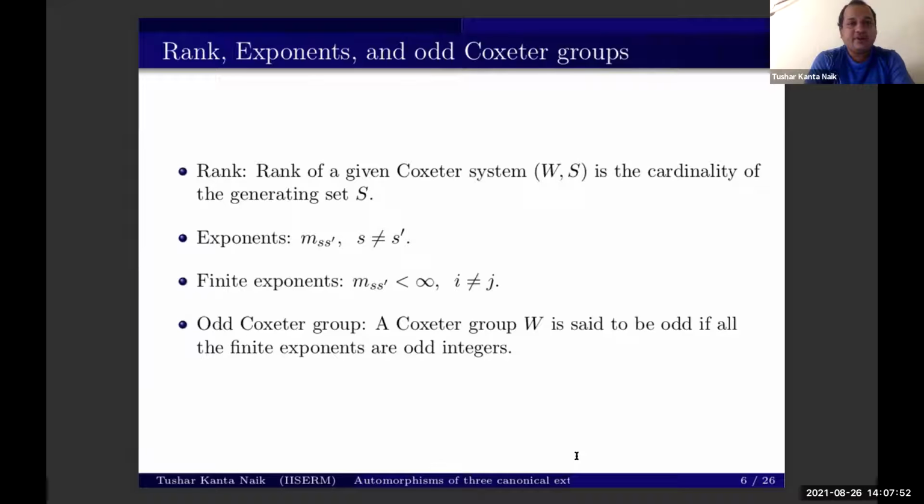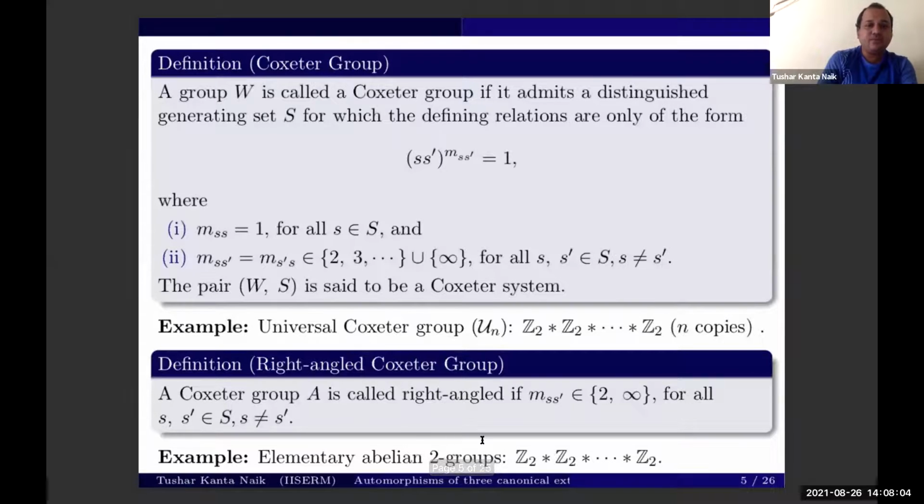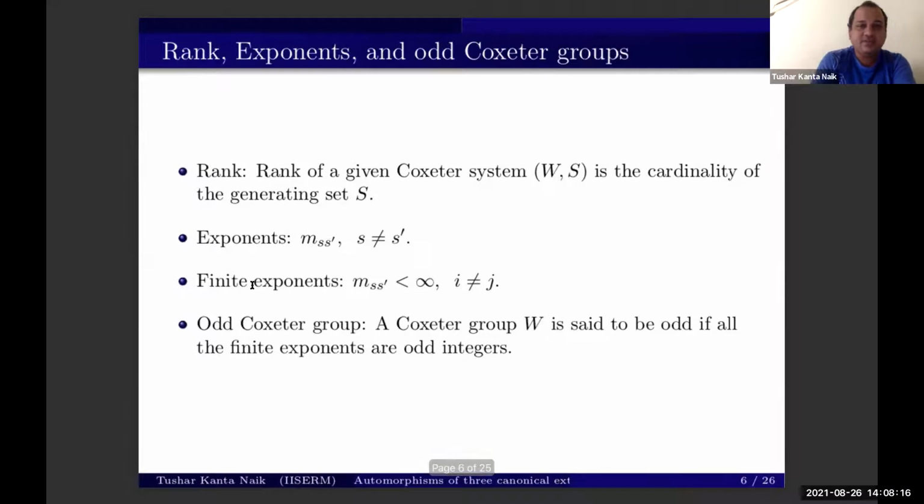So we first define rank. We define rank for a Coxeter system, not a Coxeter group, the reason being that for a Coxeter group, there can be many Coxeter systems. So I forgot to say what a Coxeter system is. Here the pair, the Coxeter group W and the generating set S, together are called a Coxeter system. And for a given Coxeter group W, there can be many Coxeter systems. We'll see that in a minute.